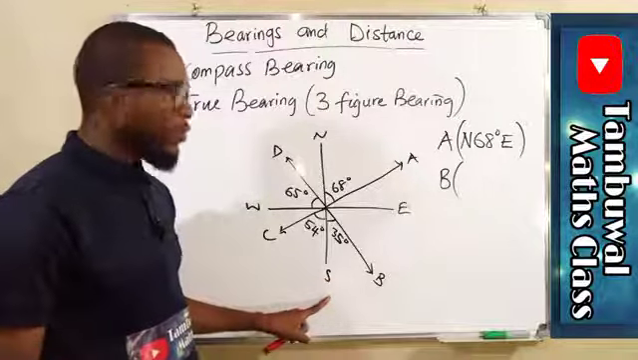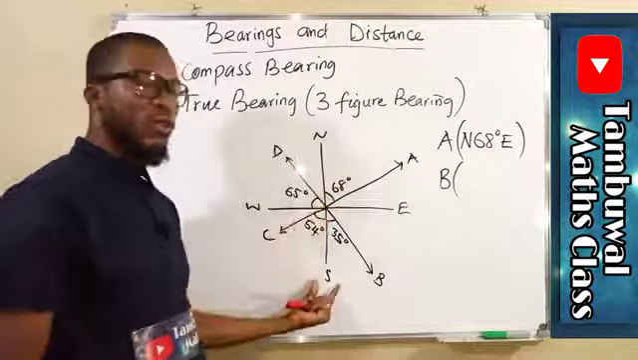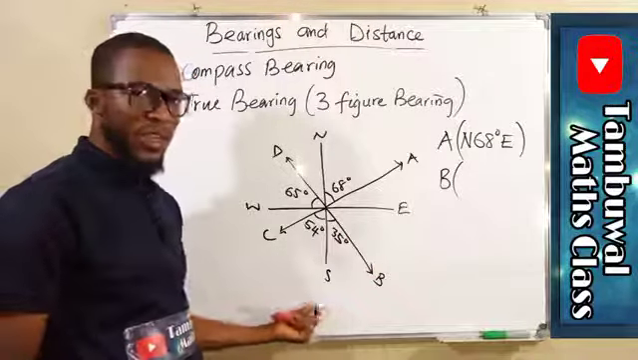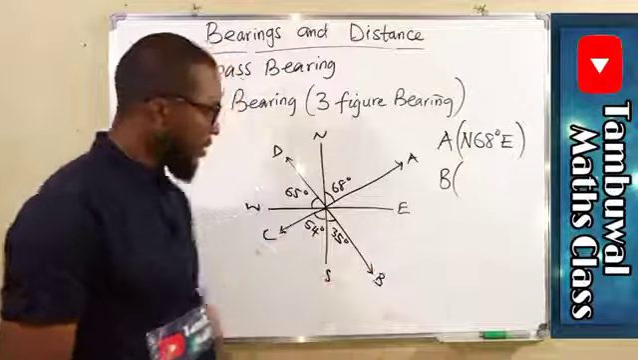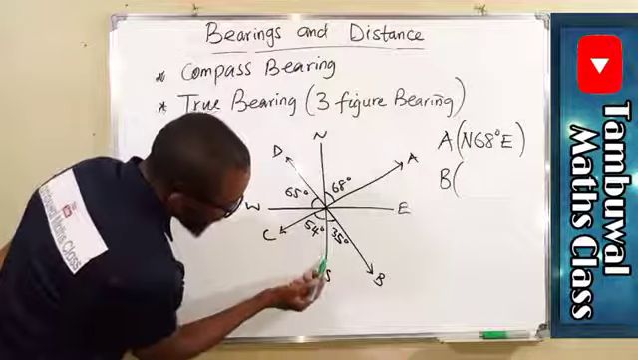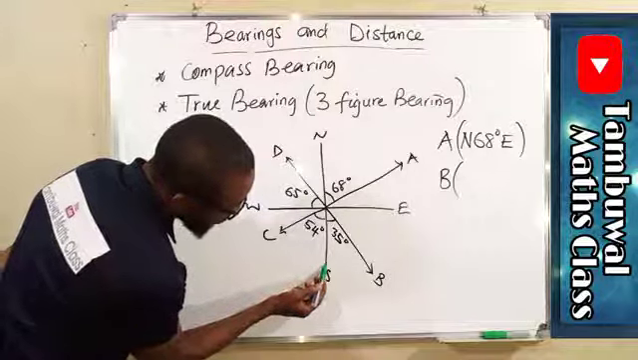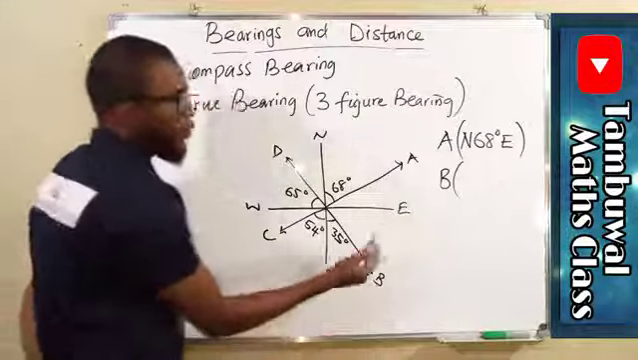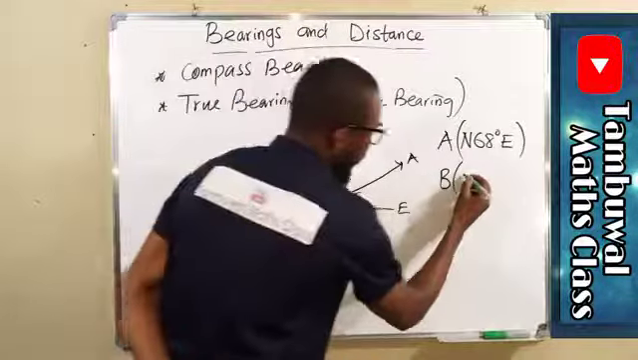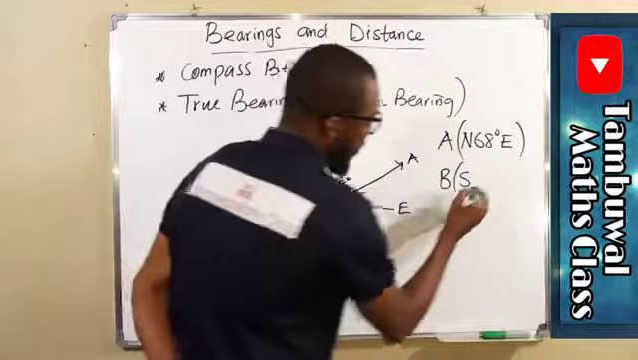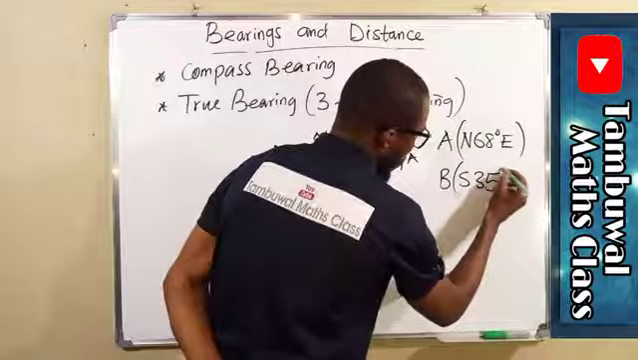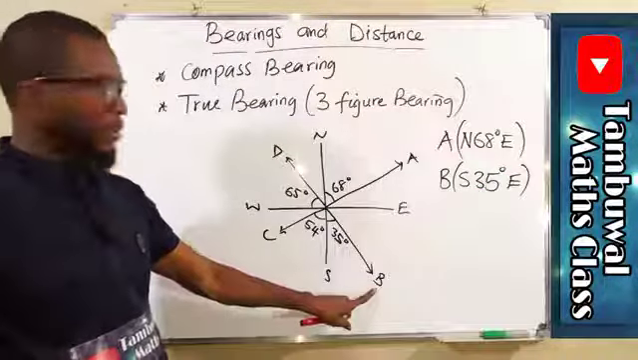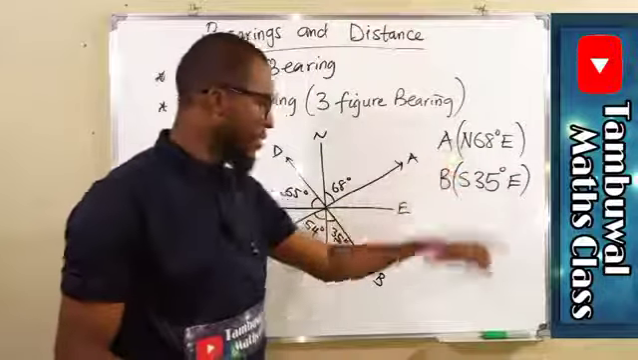B is very close to south compared to north, and hence we have to consider the south. And we cannot measure from east going to south, rather from the south to east. So you can see this angle is measured from the S, which is south, moving to E, and it meets at B. So we say B is south 35 degrees east. So this is what describes this position B, south 35 degrees east.